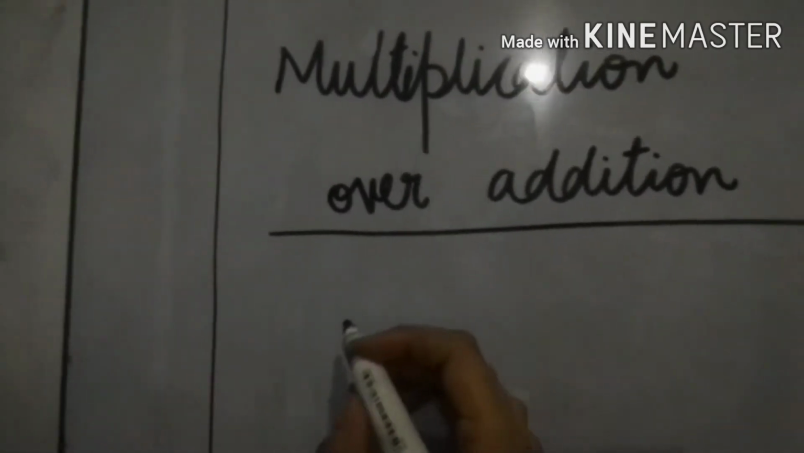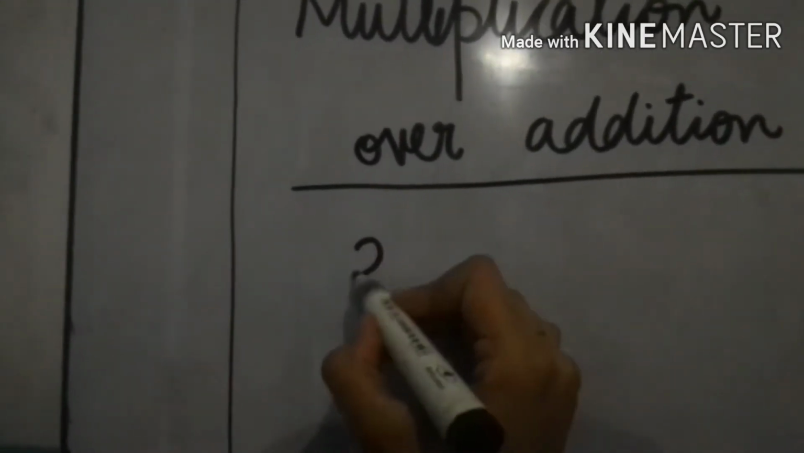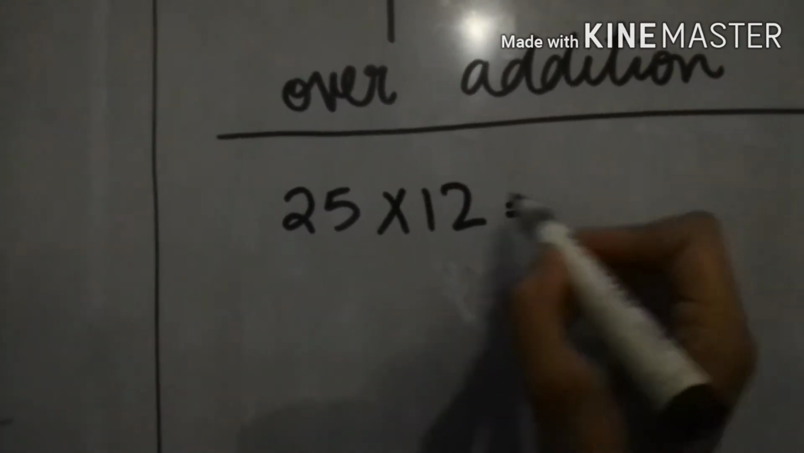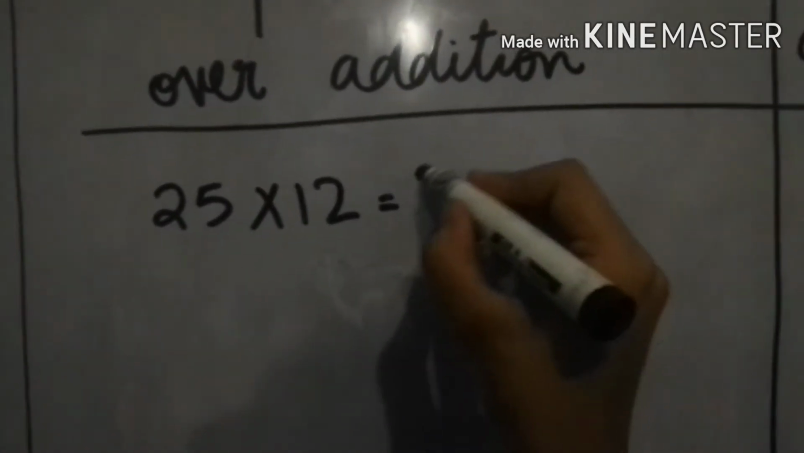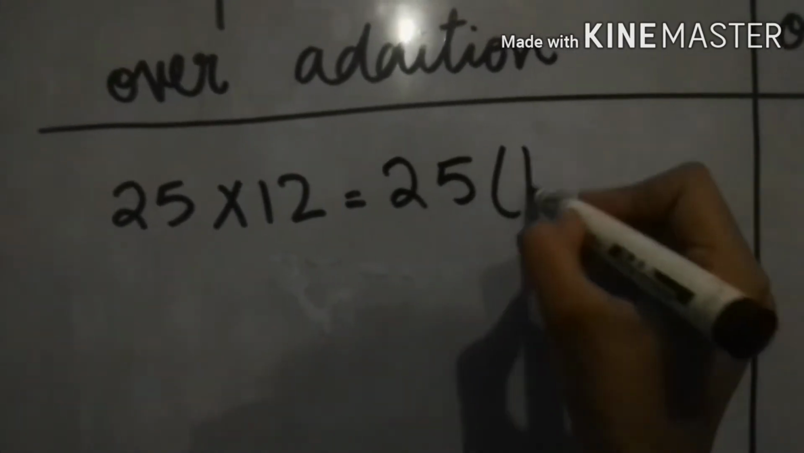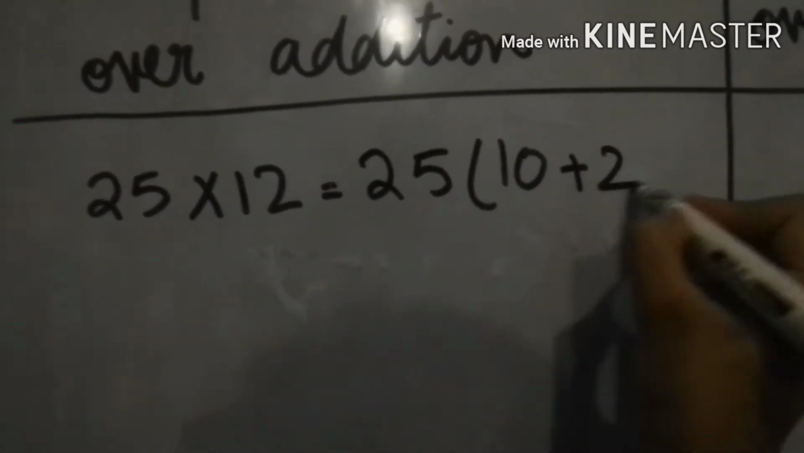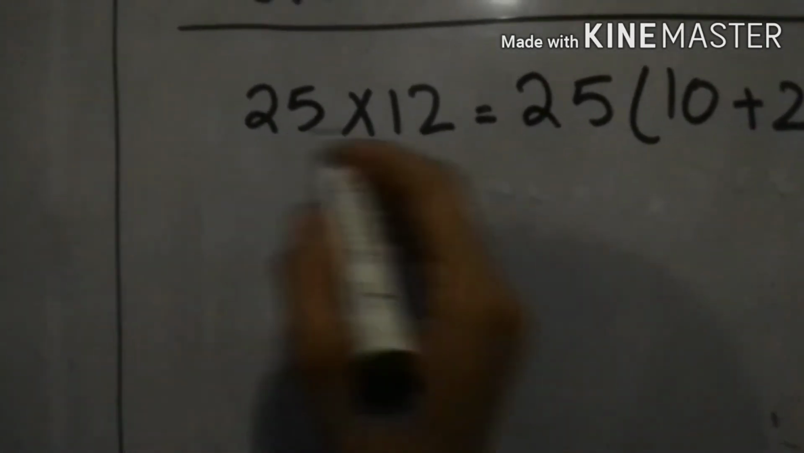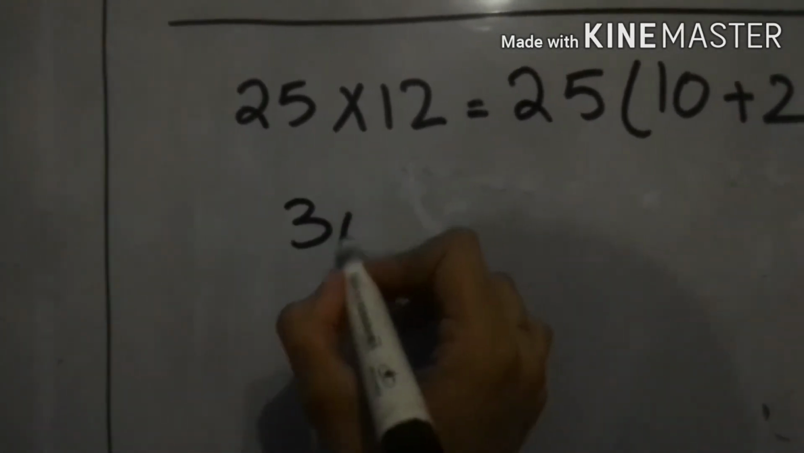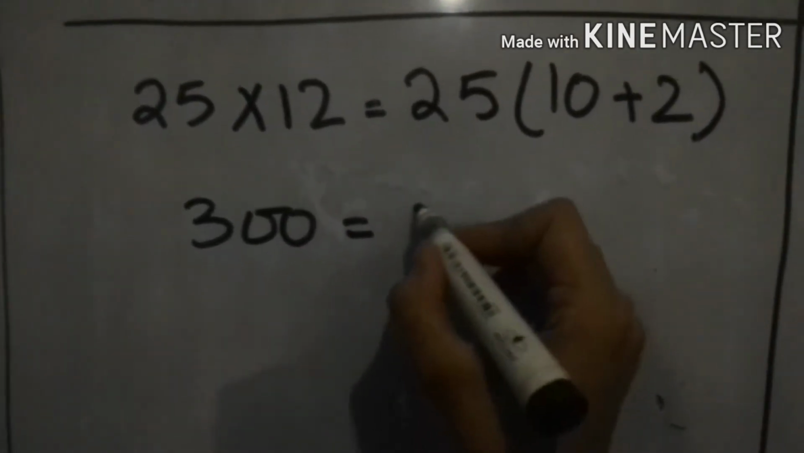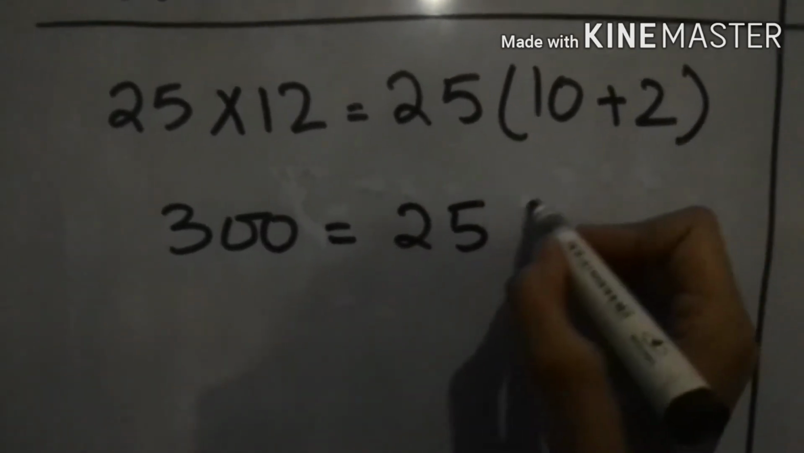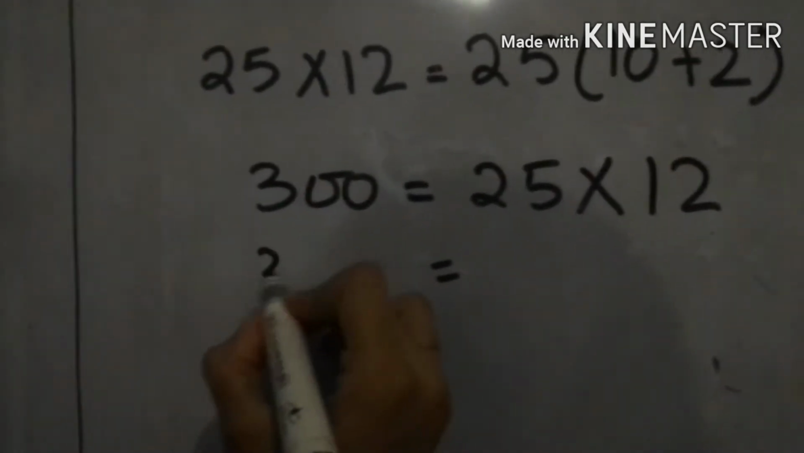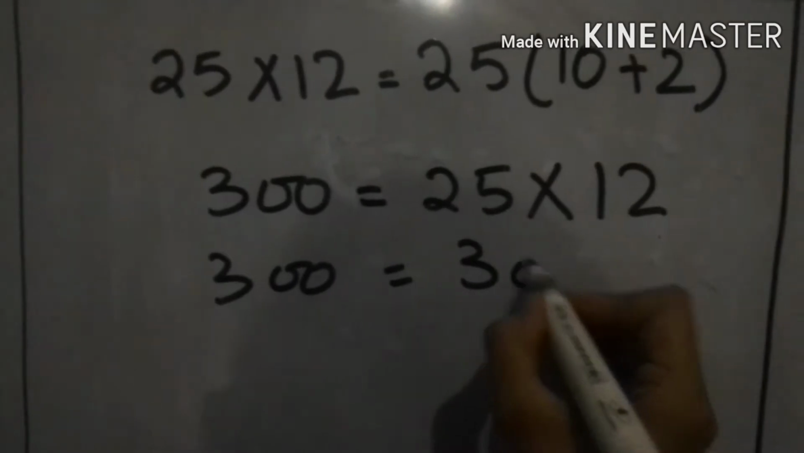if I have 25 multiplied by 12, it can also be written as 25 multiplied by (10 plus 2). The answer of both will be the same. If we multiply 25 by 12, the answer will be 300. 25 multiplied by 10 plus 2, 12, is 300 and 300.